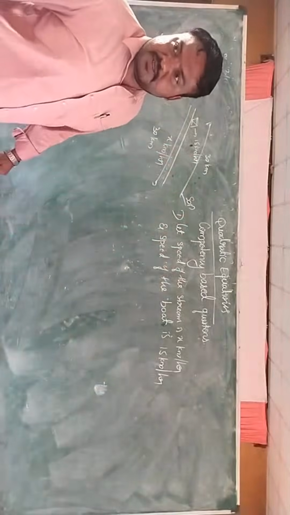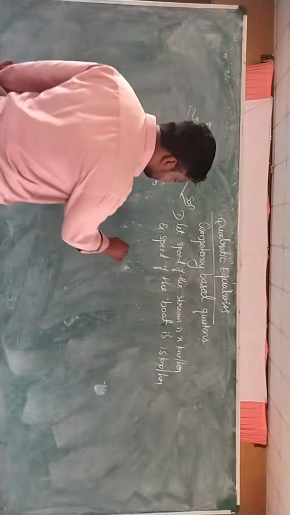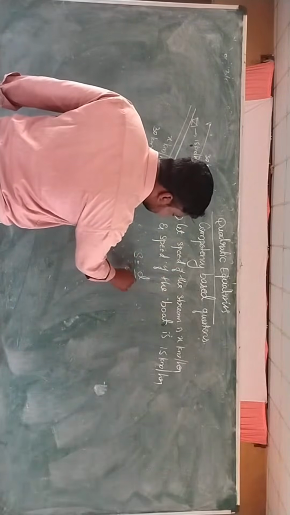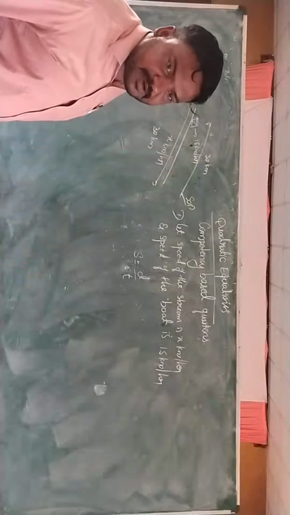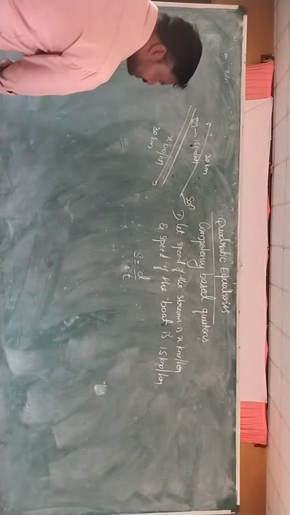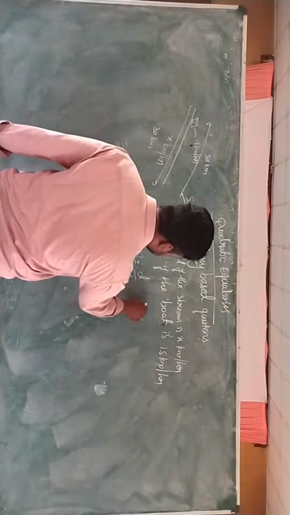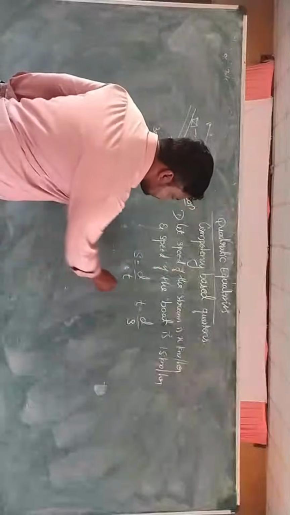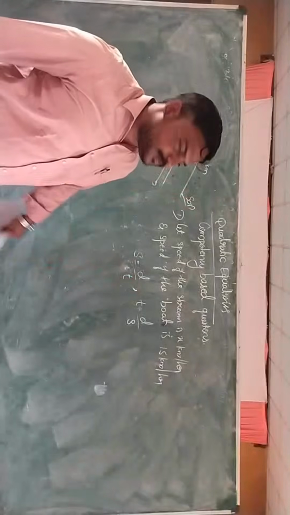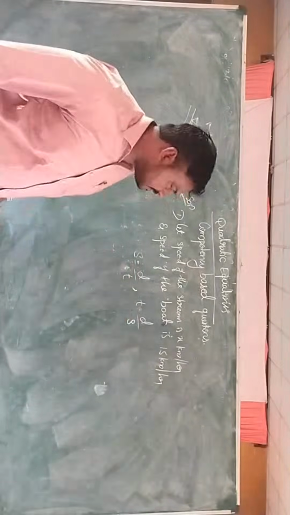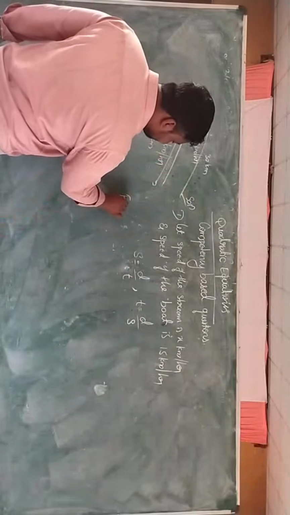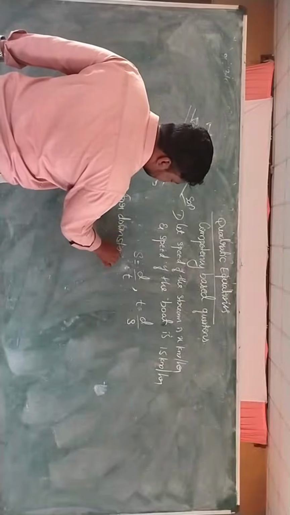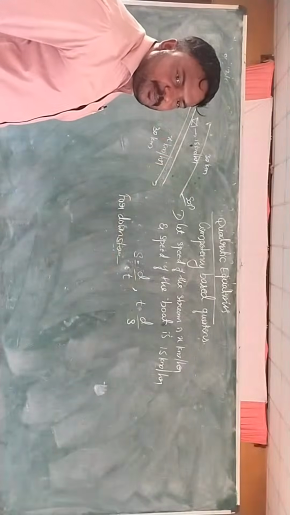We know the speed definition. How do we define speed? Speed is equal to distance traveled divided by time taken. So time taken is equal to distance traveled divided by speed. T is equal to D upon S. So for downstream, we can apply this formula.